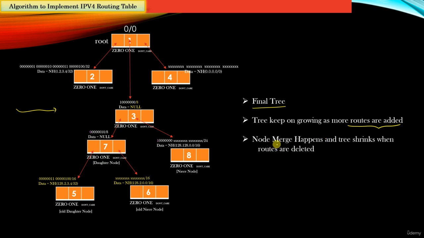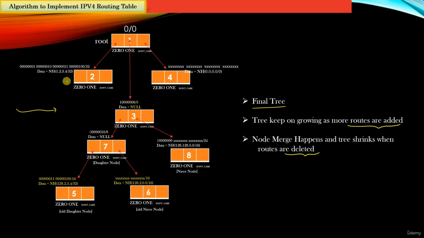Alright, so node merge happens and the tree shrinks when the routes are deleted. So we are going to discuss the route deletion algorithm in detail, and having understood the route insertion algorithm, the route deletion algorithm would be a cakewalk. The route deletion algorithm would be exactly opposite to the route insertion algorithm.